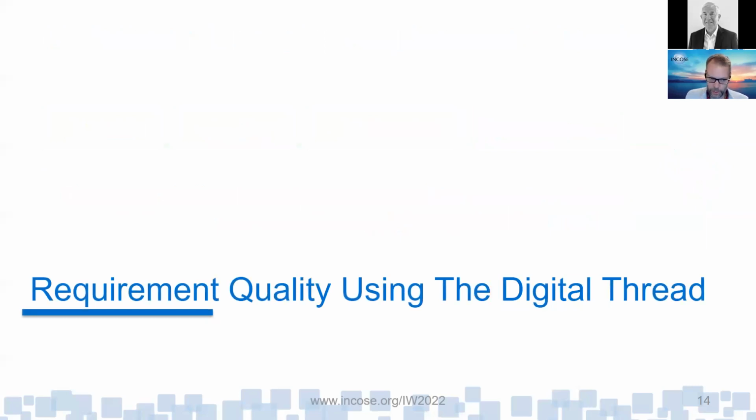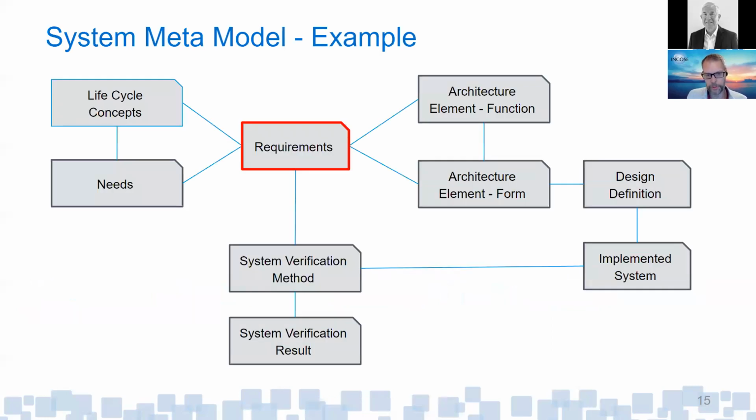Okay, so now we're changing gears. Now we're going to talk about requirement quality using the digital thread. So now we're getting up to that highest level capability. The first thing we need to do here is to define a system meta model. And that's probably also where we first start to get into trouble.